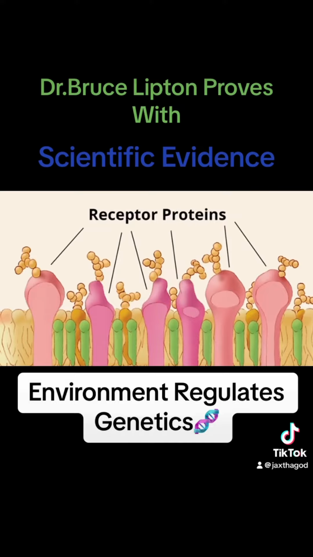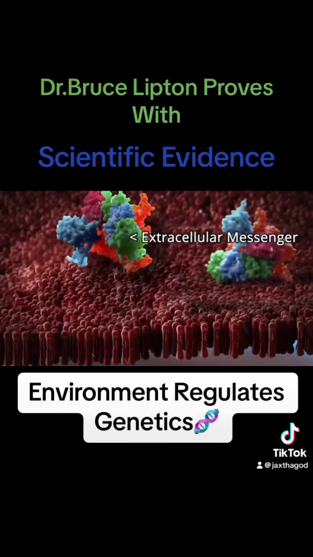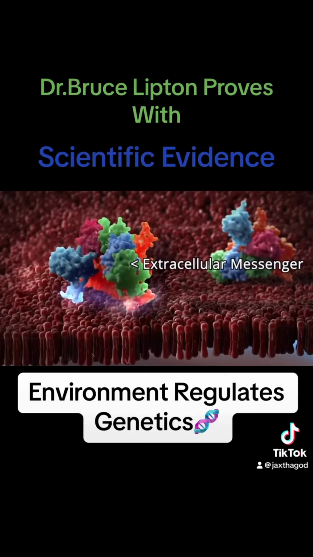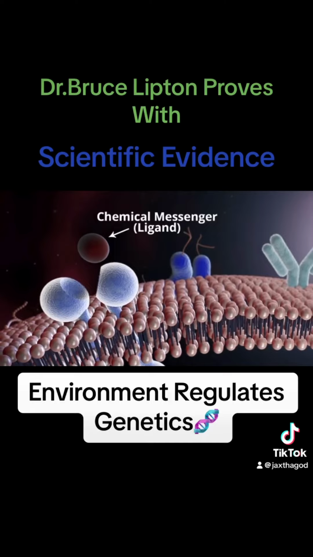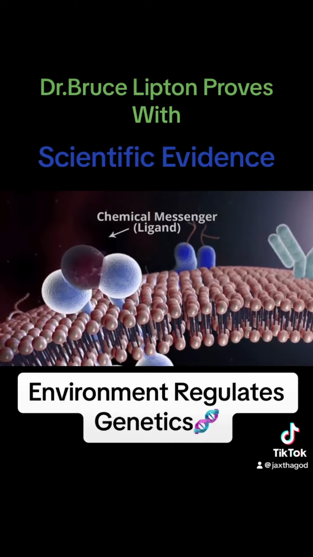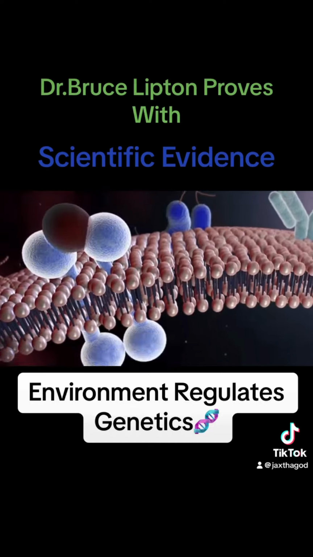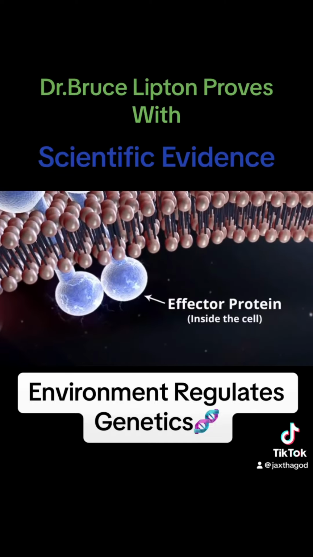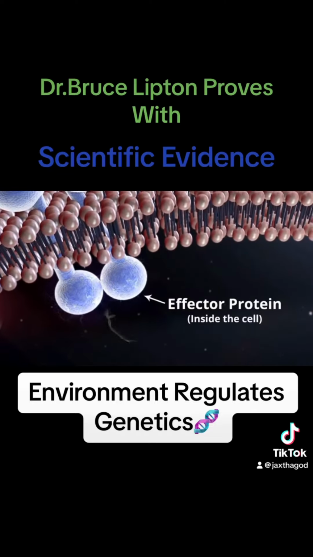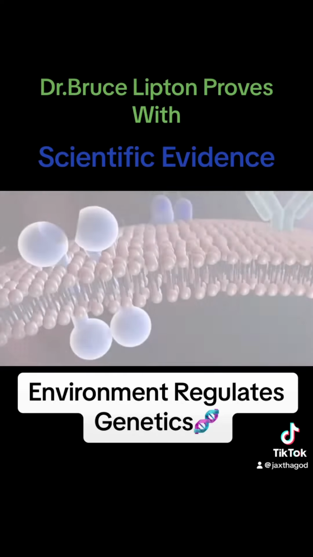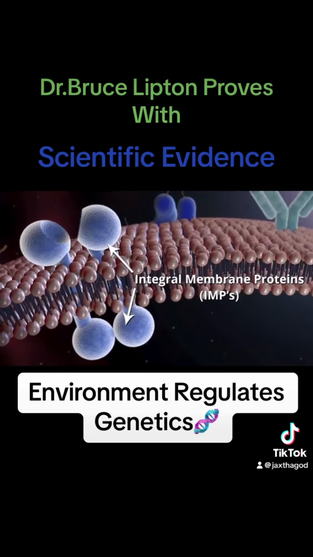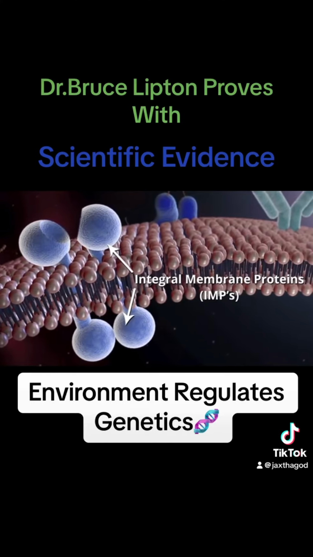receptor proteins. These receptor proteins are each specialized to interpret different signals from the environment and then relay that information back into the cell. When a chemical messenger like a hormone or a neurotransmitter binds to a receptor protein, like a key going into a lock, the receptor protein activates corresponding effector proteins inside of the cell, initiating a cascade of chemical reactions within the cell. These are called IMPs, or integral membrane proteins.